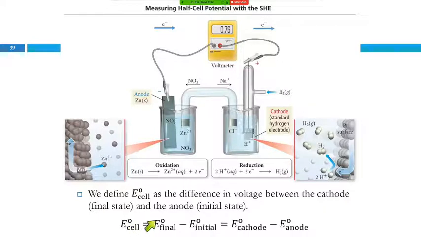So the cell potential is the final minus the initial. It's the standard potential of the cathode minus the standard potential of the anode. So that follows some patterns that we're familiar with. We take the final minus the initial. It's helpful if you always draw your electrochemical cells with the anode on the left and the cathode on the right, so that the current is flowing to the right, and that helps us to remember that the anode is the beginning and the cathode is the end. I guess it's alphabetical too.